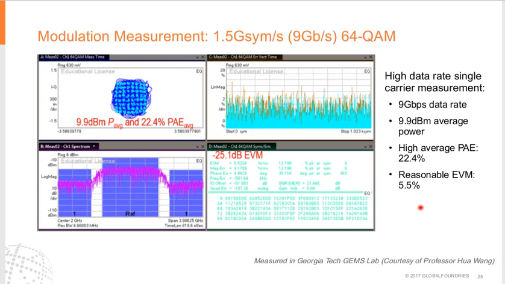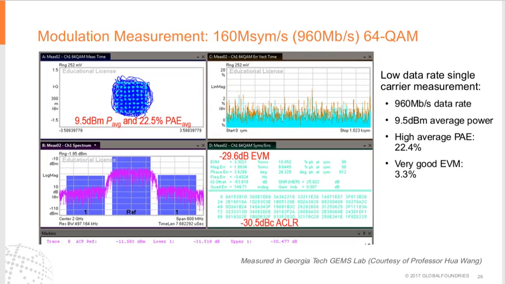in this case. So if we require better EVM, we can reduce the bandwidth. It can still support 960 megabit per second data rate at an average power of 9.5 dBm, and the average PAE is 22.5%. So the EVM improved to 3.3%. Okay, so this case is based on the single carrier modulated signal measurement.